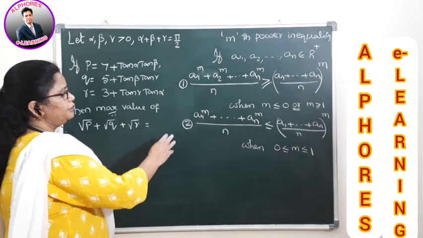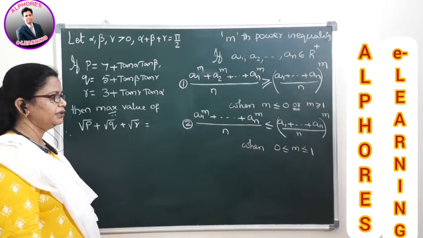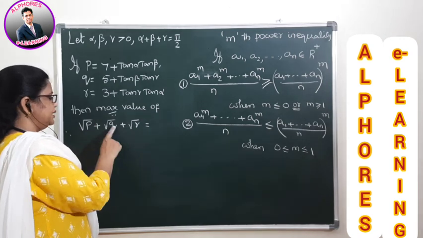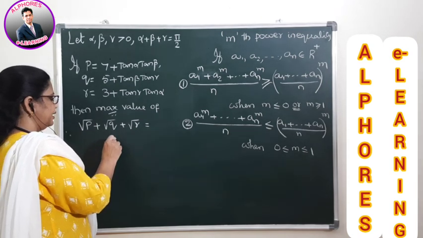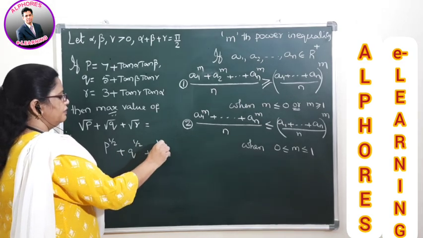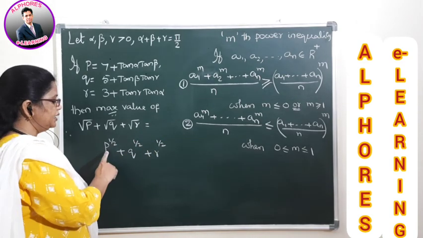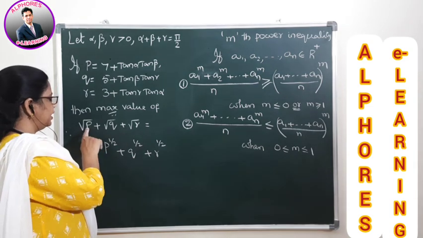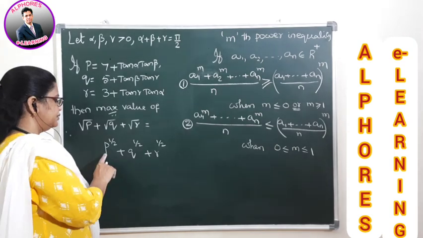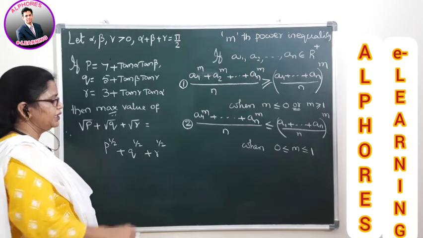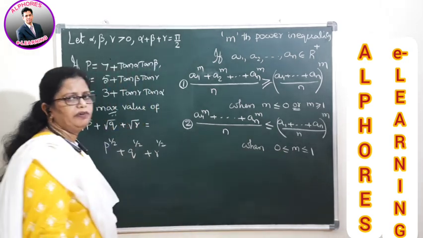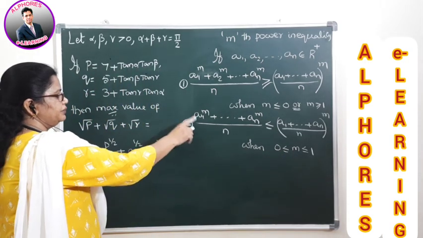Very easy once you make use of this kind of result. So how can you write root P plus root Q plus root R? It is nothing but P to the power of 1 by 2 plus Q to the power of 1 by 2 plus R to the power of 1 by 2. Now here these are three quantities. Moreover, since they are under root, these are obviously positive. So these are three quantities, students, and this 1 by 2 is a value which is less than 1. Therefore, I am making use of this concept.